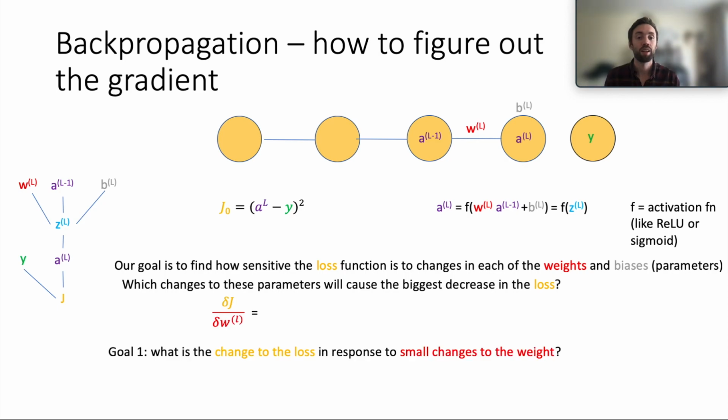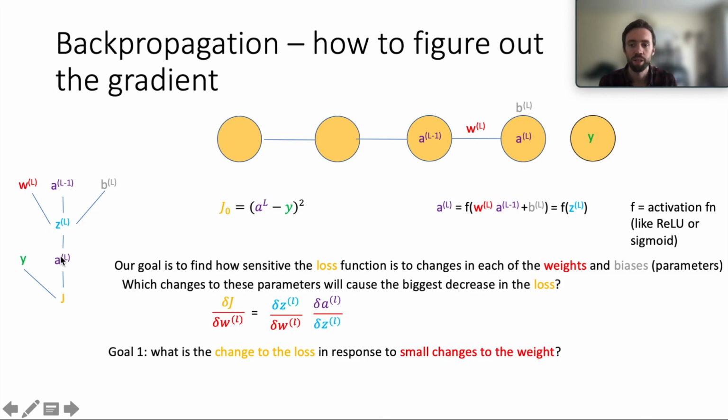The loss, J, in turn, depends on the activity of the final layer, as well as the target, Y. Our first goal is to discover what is the change in the loss in response to a small change in the weight for the final layer inputs. And this is the partial derivative of the loss with respect to the final weight, del J, del W. However, we can see that there are multiple steps to get from the weight all the way to the loss. So we can solve this by first asking how ZL changes with a little nudge to WL.